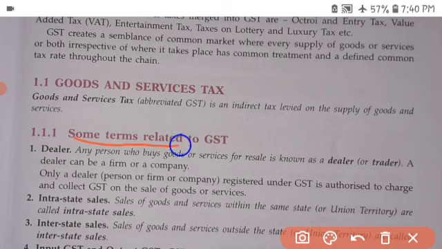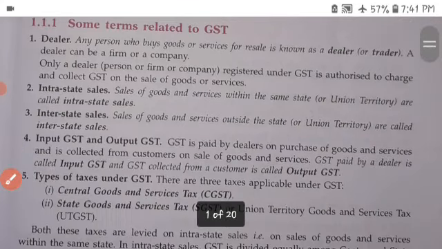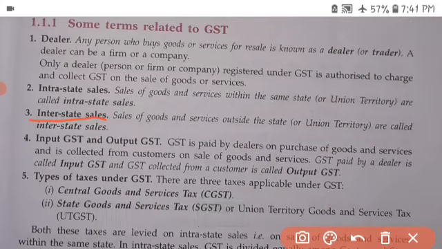Some terms related to GST. Dealer: any person who buys goods or services for resale is known as a dealer or trader. It can be a firm or a company. Intra-state sale: sale of goods and services within the same state or union territory is called intra-state sale. Interstate sale: sale of goods and services outside the state or union territory is called interstate sale.